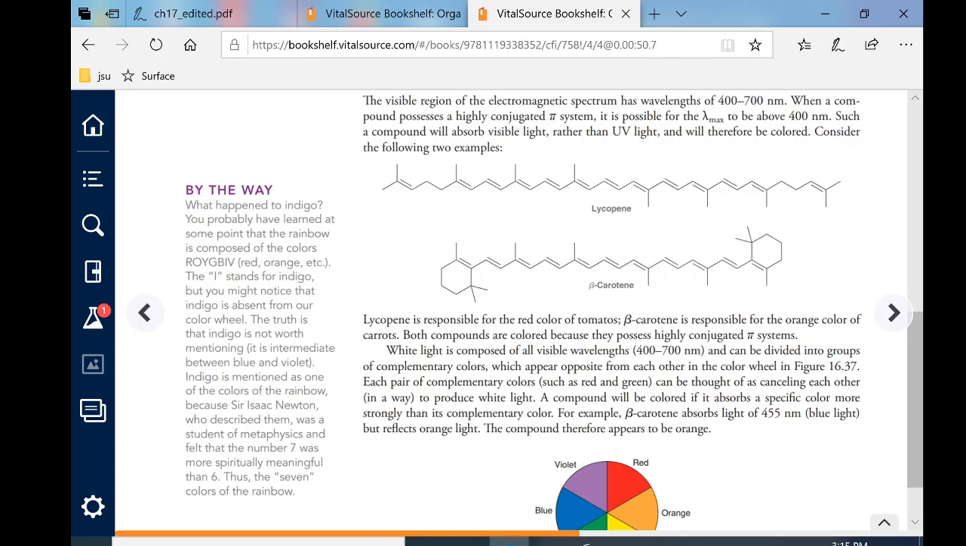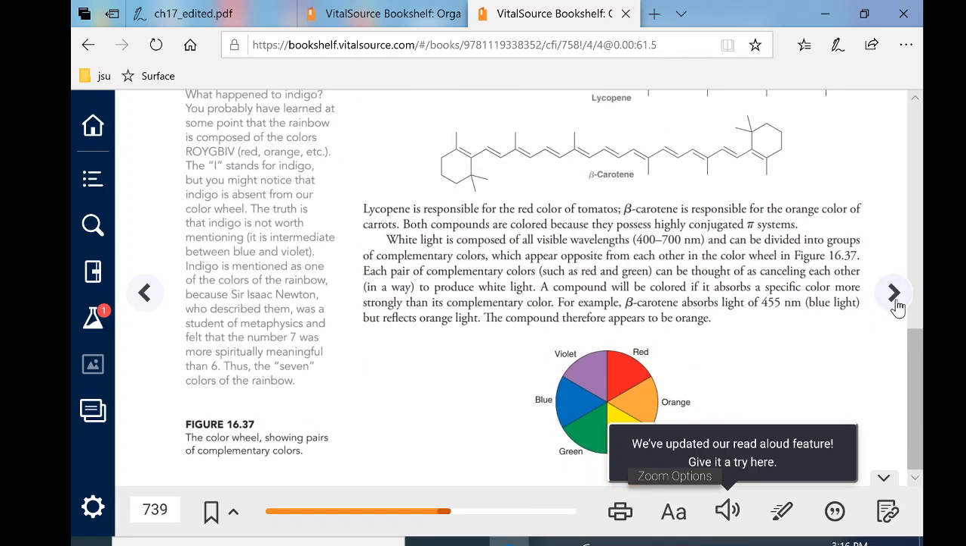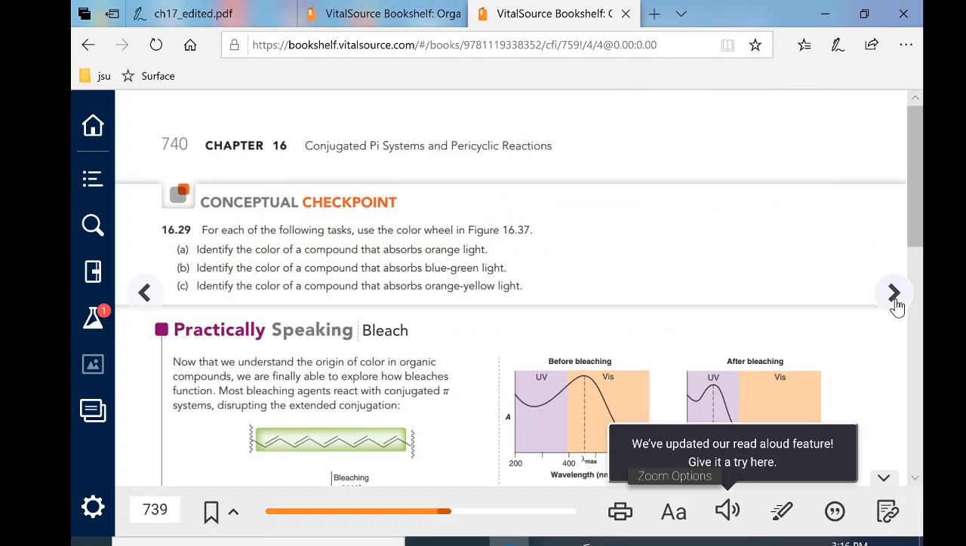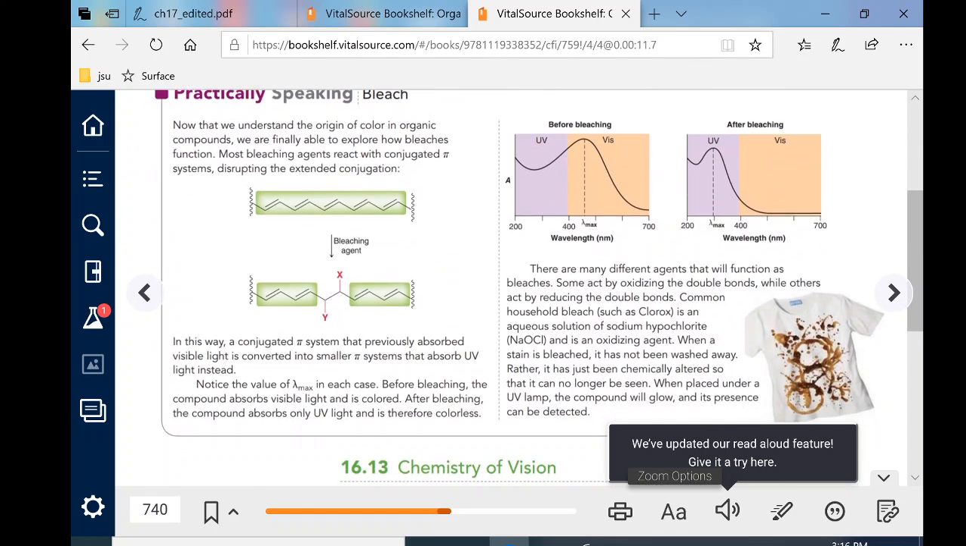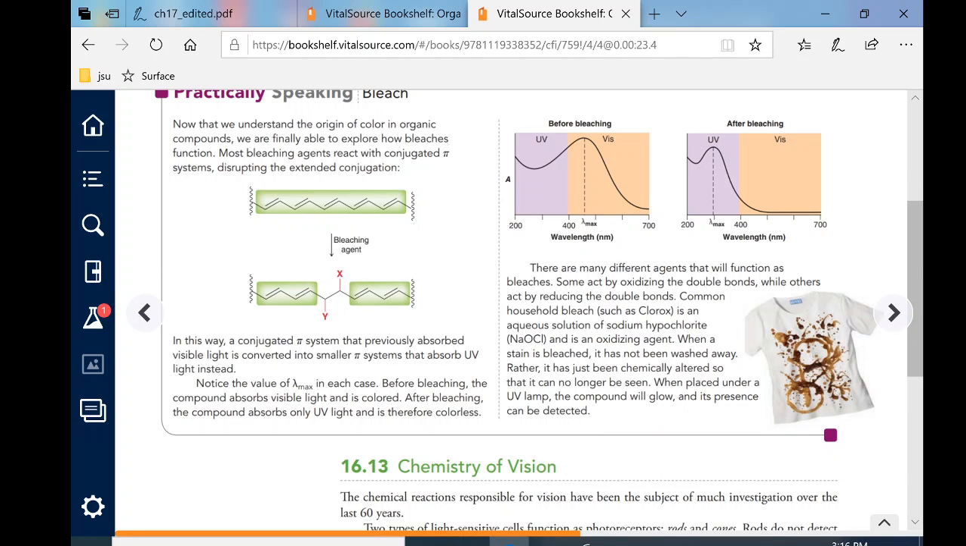Okay, so beta carotene absorbs blue light, and this is the wavelength that it absorbs, and so we're going to see that as red or orange. So if we can break that conjugated pi system, then we can actually make those chromophores no longer visible. Something like bleach will break those double bonds and make them not visible. So bleach doesn't actually remove these things from your clothing. It actually just breaks the double bonds so you can't see them anymore.